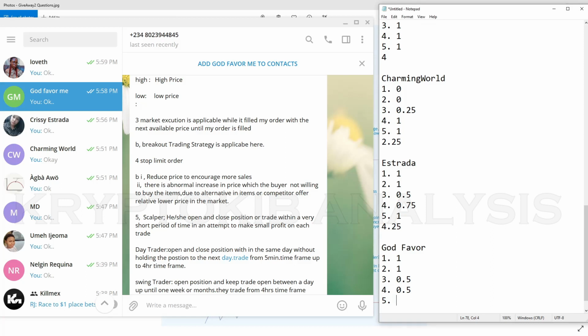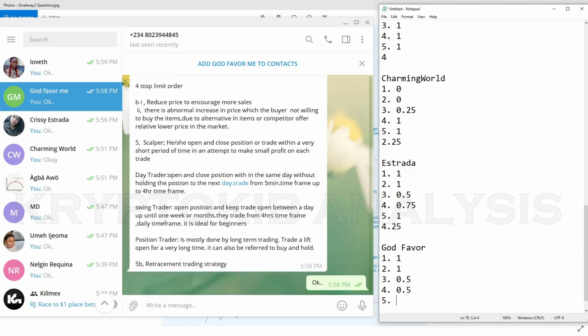Okay, so the last one. Scalping: he or she opens and closes a position or trade within a very short period of time. Okay, the trader opens and closes in the same day. Yes. Swing trading: open a position and keep the trade for a day up to 2. That's correct. Position trading is correct. Retracement trading is also correct. So that's 1 point. This is now 1, 2, 3, 4.